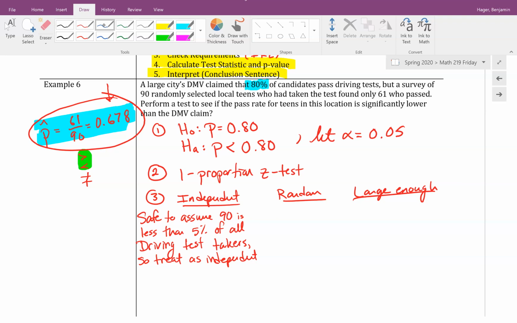Okay. Do we use a random sample? Yeah, well, it says 90 randomly selected, so we don't know what the process was, but yes, a random process was used.